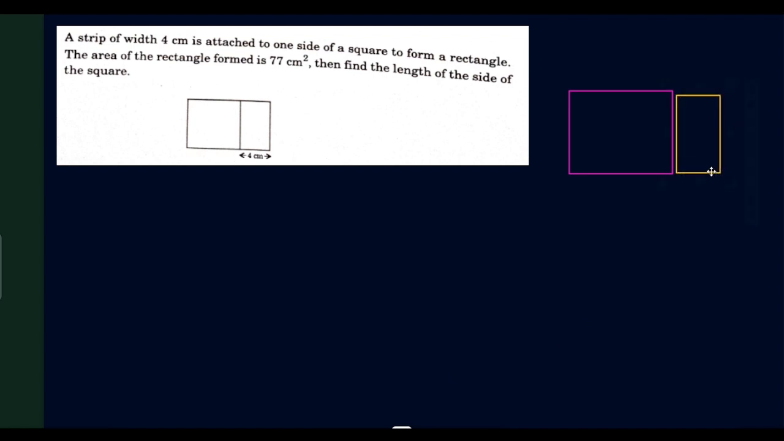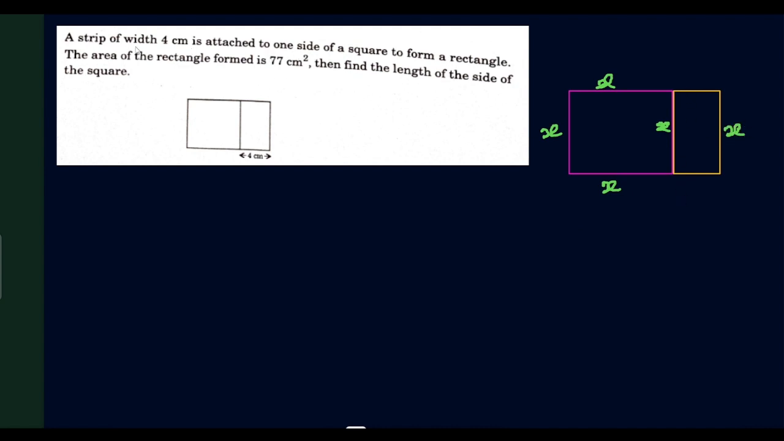Yes, but its size should be... now it became a rectangle, right? Now what I have to find here is the length of the square. So for that, let's consider that what I initially considered was a square where each side is x, x, x and x. In a square all the sides are equal, right? And that means this side is also x, right?